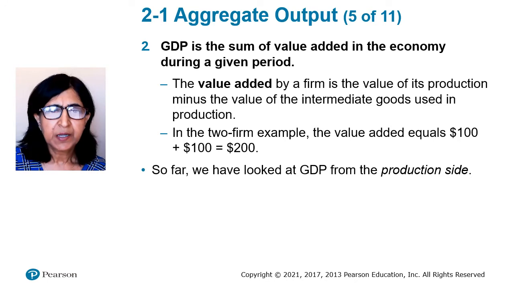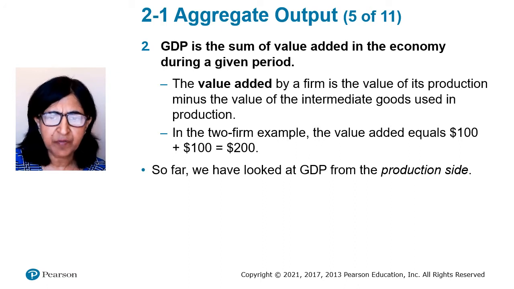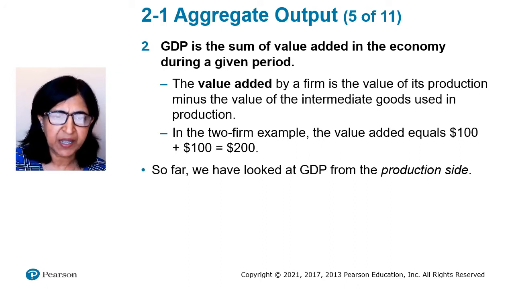2. GDP is the sum of value added in the economy during a given period. The value added by a firm is the value of its production, revenue from sales, minus the value of the intermediate goods used in production. In our two firms example, the steel company does not use intermediate goods. Its value added is simply equal to the value of the steel it produces, $100.